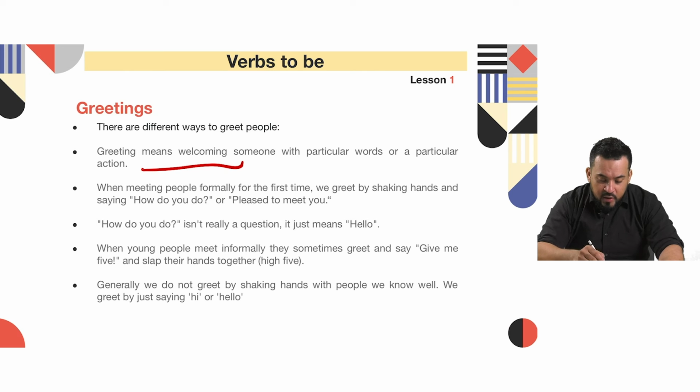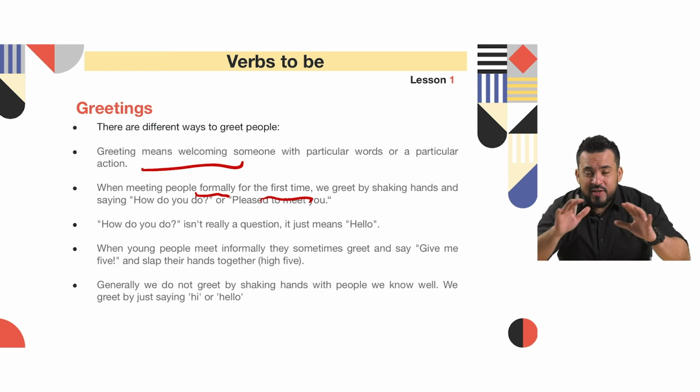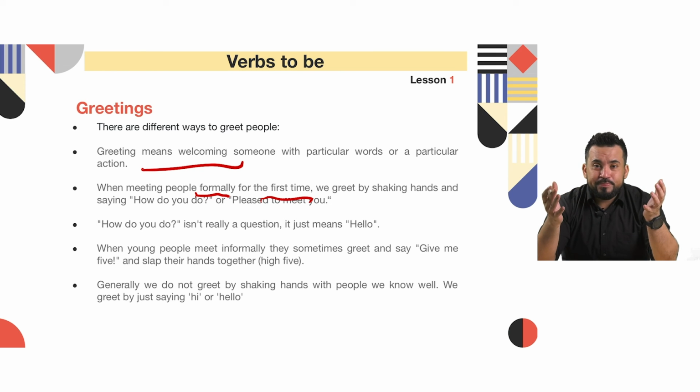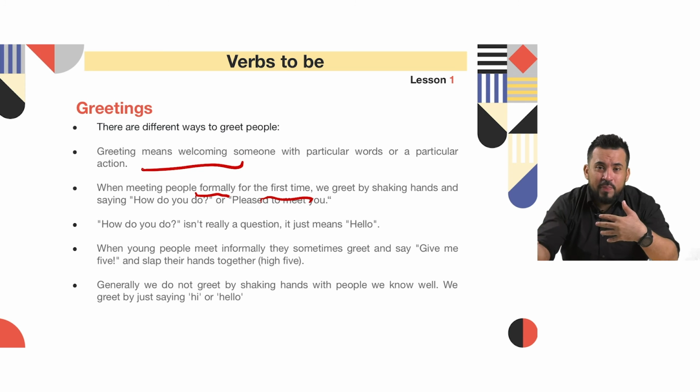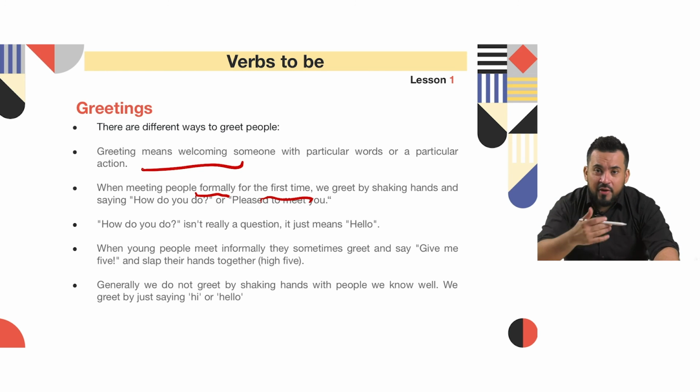Okay, so first, when we're meeting people formally for the first time, we greet them by shaking hands and saying like, how do you do, or pleased to meet you. Notice how do you do is not really a question. It's just a different way of saying hello, but very formally. You reply to this greeting by repeating it. So if somebody says, how do you do? You say, how do you do back. That's it.